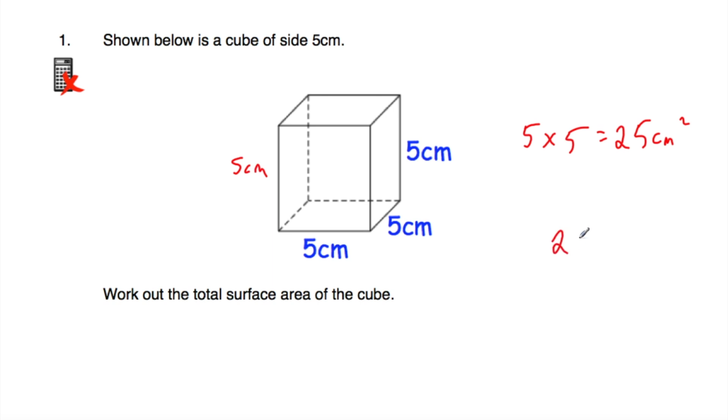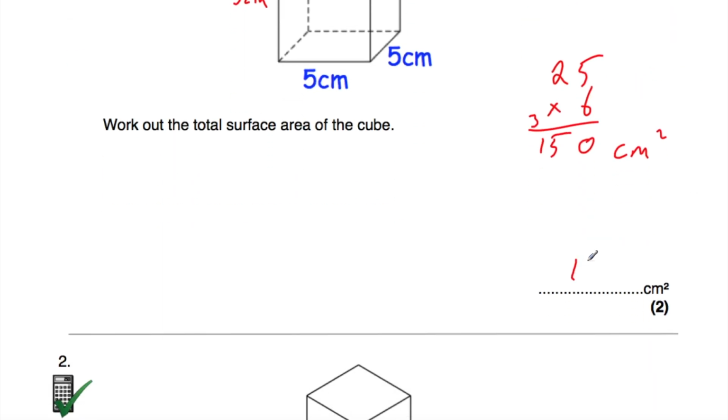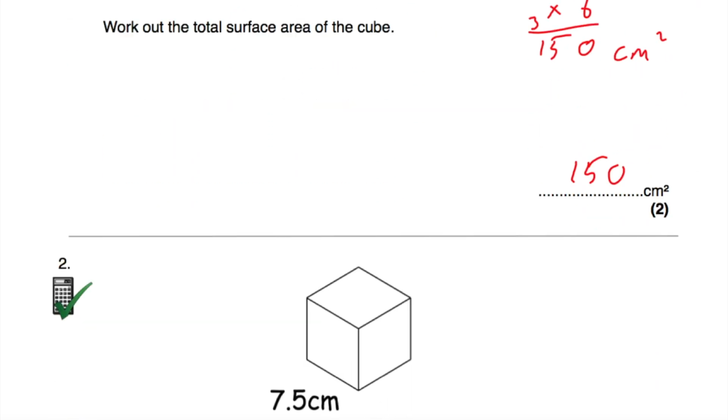So I'm going to take 25 and multiply that by 6 to find the total surface area of this cube. 6 times 5 is 30. Put a 0 down, carry the 3. 6 times 2 is 12, plus 3 is 15. So that means the total surface area of this cube is 150 centimeters squared. And that's it. That's the total surface area of the cube. So let's write that down: 150.